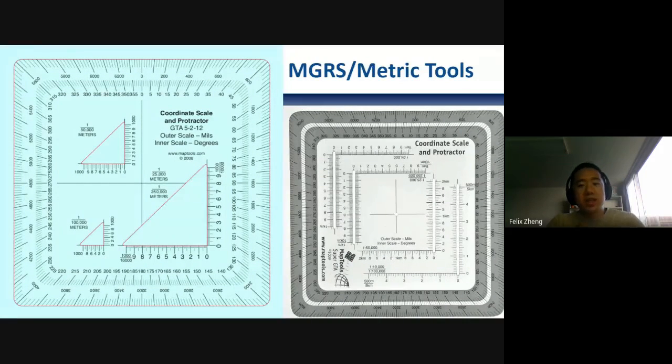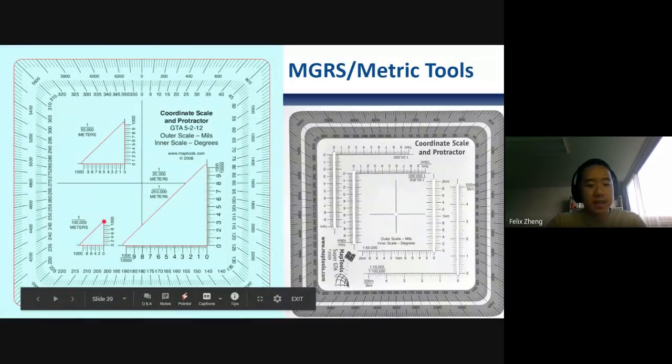There are also some tools, MGRS and metric tools. These protractors are really nice. You can usually get them in a clear format, so you can just slap it over your map and center the point that you want to work off of. You can find the angle measurements in mils and degrees around the outer ring. And you can also see that we have different scales here: 1 to 25,000, 1 to 50,000, and 1 to 100,000. Depending on the scale of the map you use, you can use that to find the distance between 2 points.